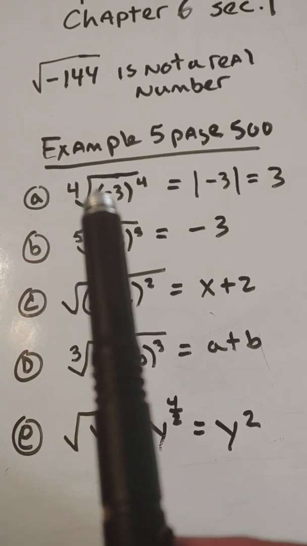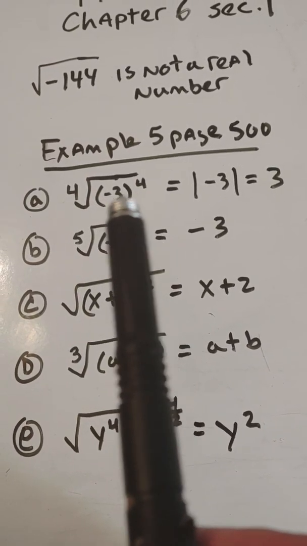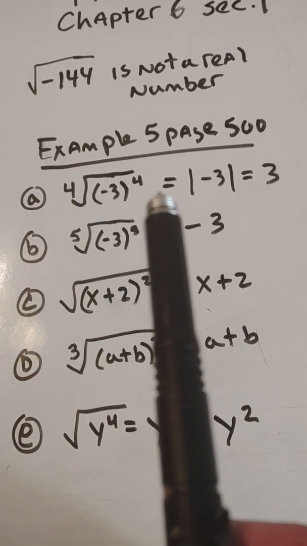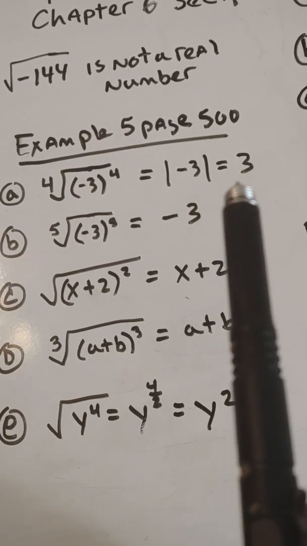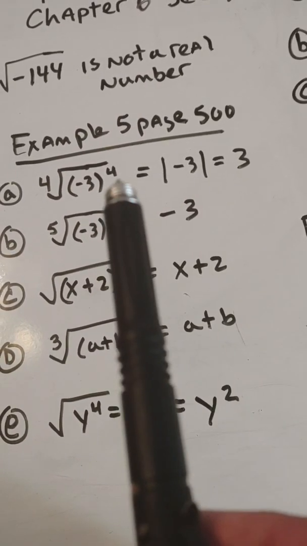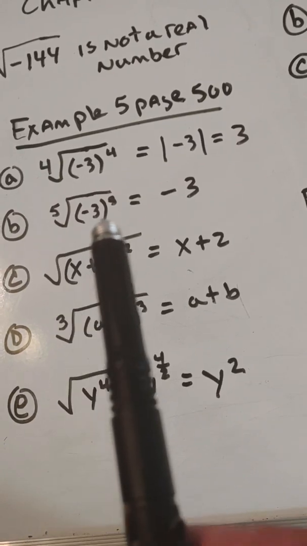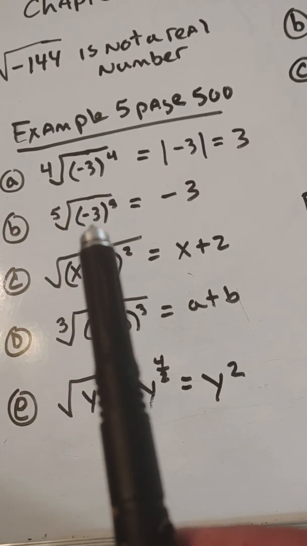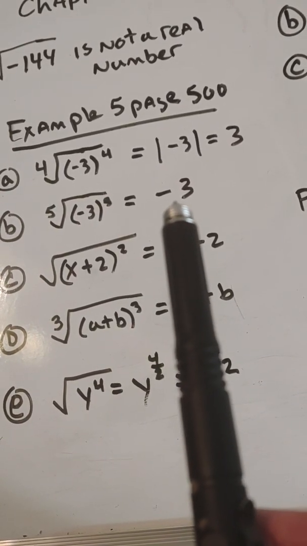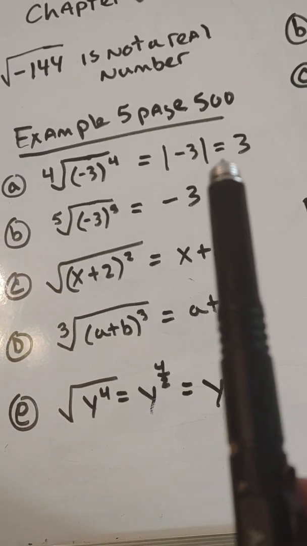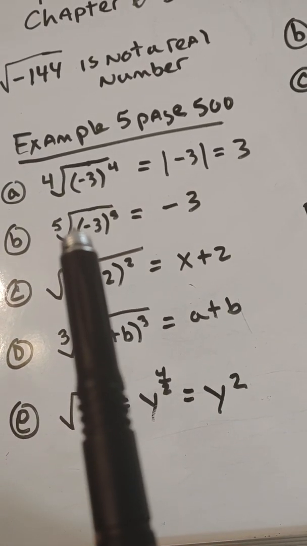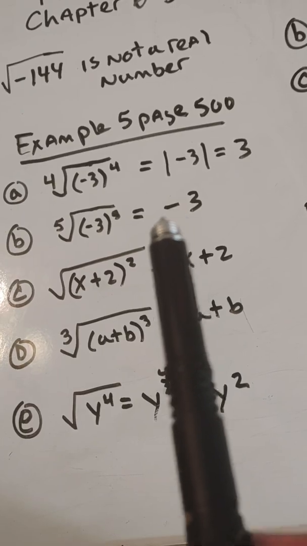Come to example 5. We have the fourth root of negative 3 to the 4th power. Then the root and the power cancel each other out, becomes an absolute value, becomes 3, because it's an even power. If we have the same situation where it's an odd power, the negative sign stays and it becomes a negative. Remember, even powers always give us a positive. Odd powers can give us positive or negative.